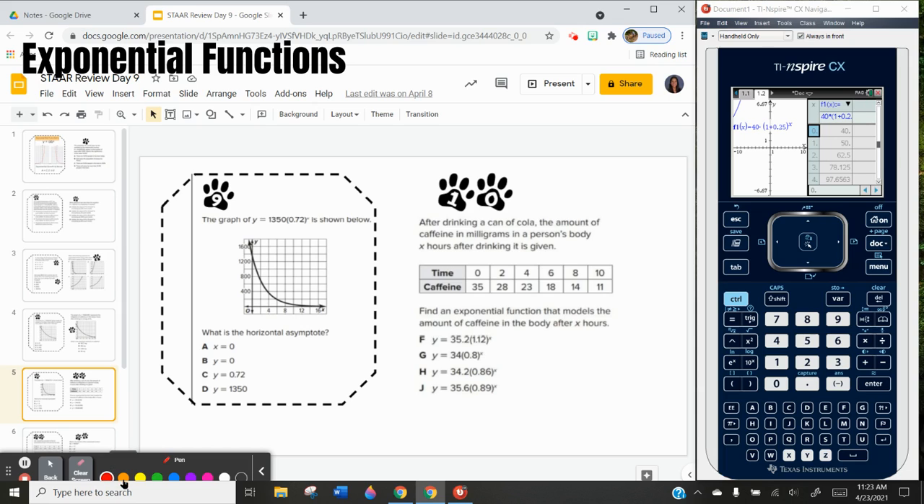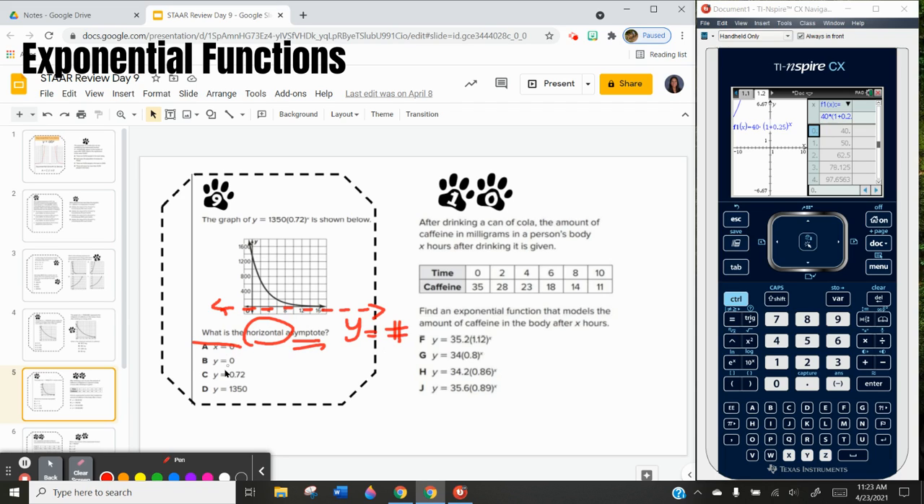Problem number 9. For problem number 9, it says the graph of y equals 1,350 times 0.72 to the x power is shown below. What is the horizontal asymptote? So the asymptote is the imaginary line that the graph will never dip below. So there's an imaginary line here hovering right on the x-axis. So going horizontal, since it's a horizontal line, that's going to be y equals a number.